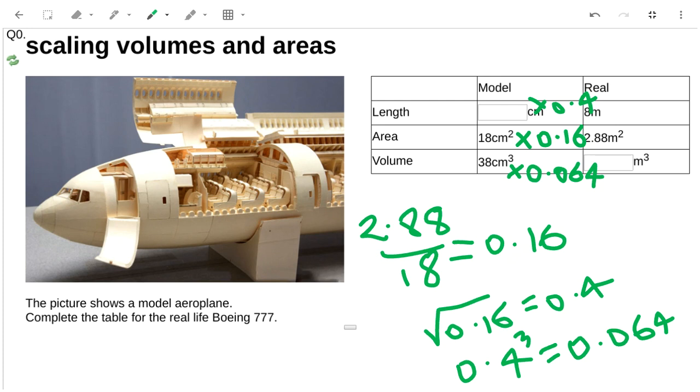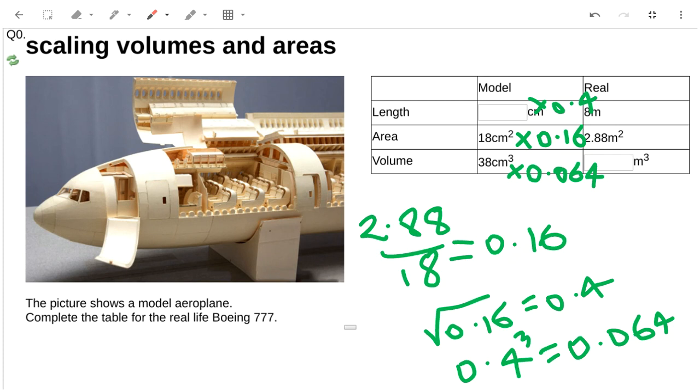And from that, I can work out the missing numbers. Once you've got the ratios, it's all there. But you've got to make sure that the ratios follow that pattern. The area ratio is the square of the length, and the volume ratio is the cube.